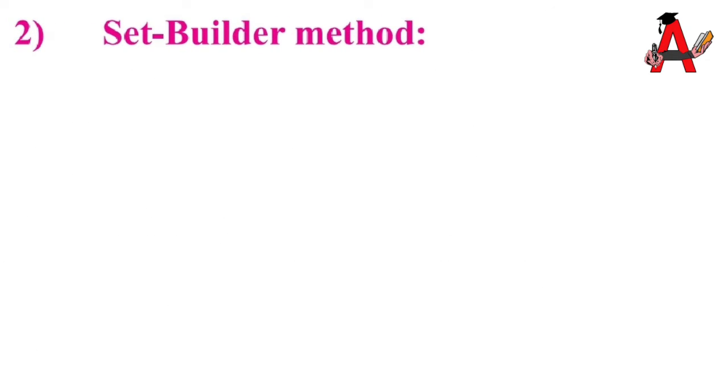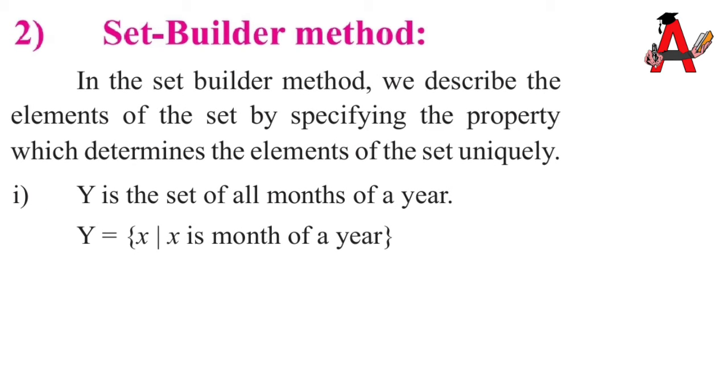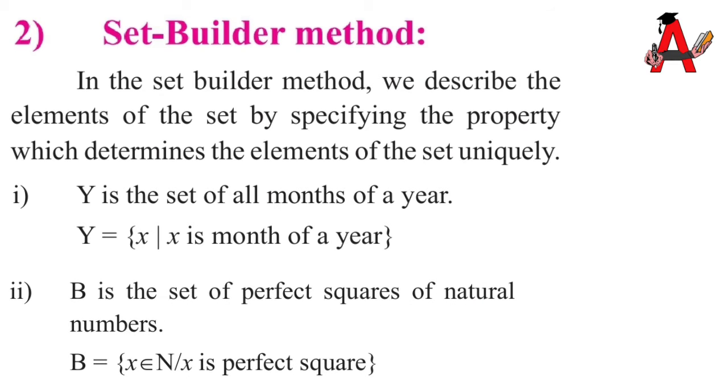Whereas the second method, the set builder method, is a method in which we describe the property. For example, we say Y is a set of all months of a year. So we will write Y, start with a bracket, first mention X as a variable, and then specify X is a month of a year, which means X could be any month of a year. Similarly, if we say B is the set of perfect squares of natural numbers, then we write B, and then X belongs to natural numbers where X is a perfect square, and this is how it is represented.